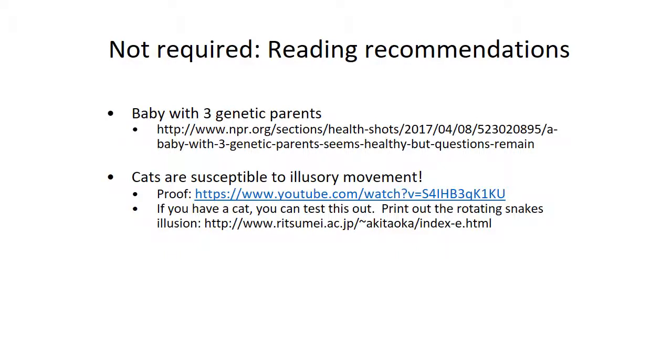Recommended readings are relevant to some past chapters that we've covered. There was an article a while ago in NPR about a baby with 3 genetic parents. That's kind of interesting in relation to the genetic chapter that we covered. And if you have a cat, you might find this interesting: cats are actually susceptible to illusory movement, just like humans. You can see it in this video. It's kind of funny, and if you have a cat, you can test it out too. You can print out the illusion and display it to your cat and see if the cat tries to touch the moving snakes.